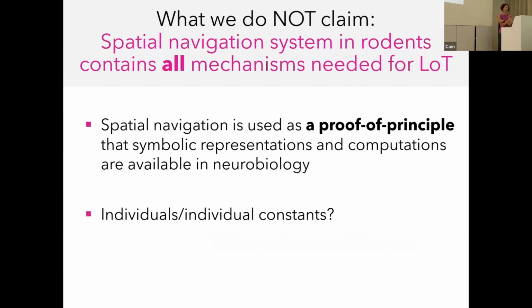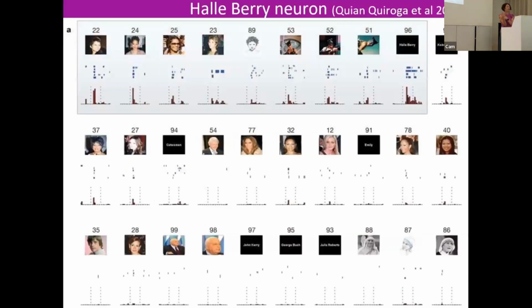We're also not claiming that spatial navigation has all the needed mechanisms for language of thought. This is a proof of principle. For example, what's very important for the human language of thought is that you have access to individuals. And it's not clear how you test a rat, like whether it recognizes anyone at the individual level, and what's an individual for the rat, right? Actually those data maybe are easier to get from the human side of things, right?